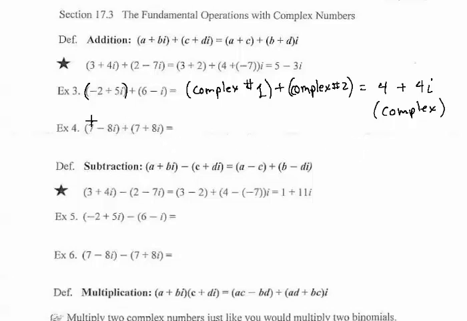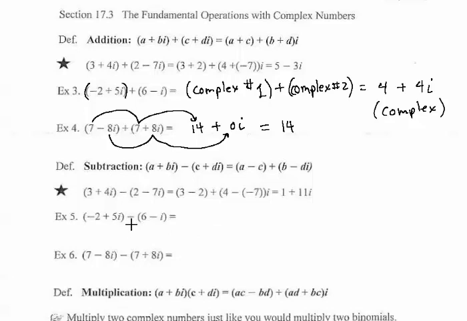So here we have a 7 and then plus another 7, and so we end up with a 14. Then we have a -i plus an 8i. We end up with a 0i. This can still be interpreted as a complex number, but we can also call this a real number as well, 14. Okay, subtracting.